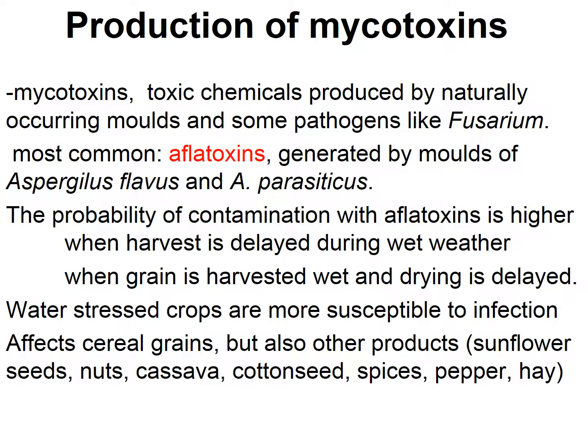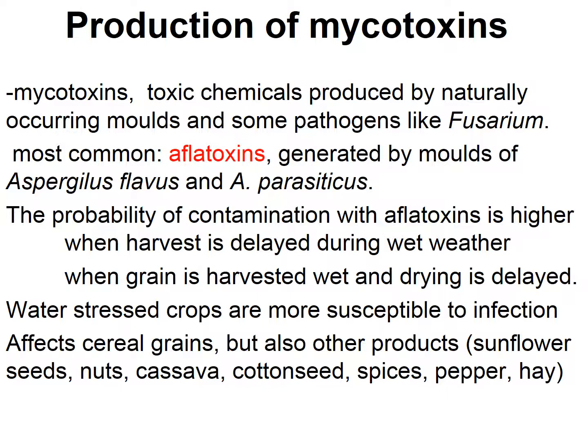Mycotoxins are toxic chemicals produced by naturally occurring molds and some pathogens like Fusarium. The most common mycotoxins are aflatoxins, which are generated by molds of Aspergillus flavus and Aspergillus parasiticus. The probability of contamination with aflatoxins is higher when harvest is delayed during wet weather, or when grain is harvested wet and drying is delayed. Water-stressed crops are more susceptible to infection.